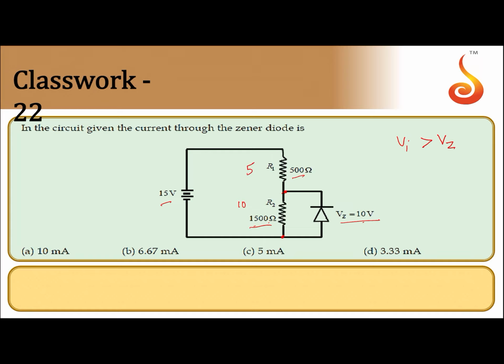Now current through this R2, I'll call this as I2. I2 will be equal to, let us say, current drawn from the battery is I, that is current through R1. So I2 is current through this, and current through this is IZ.